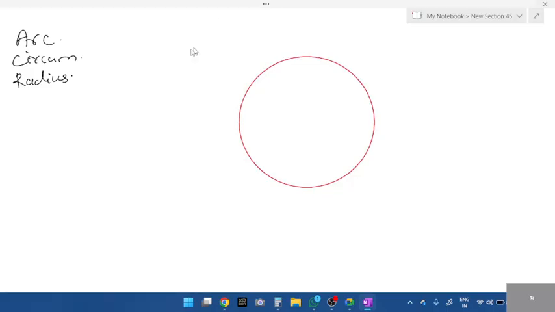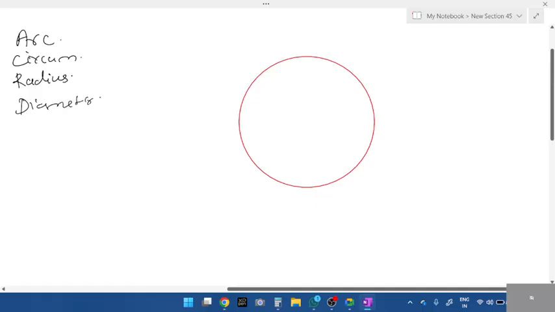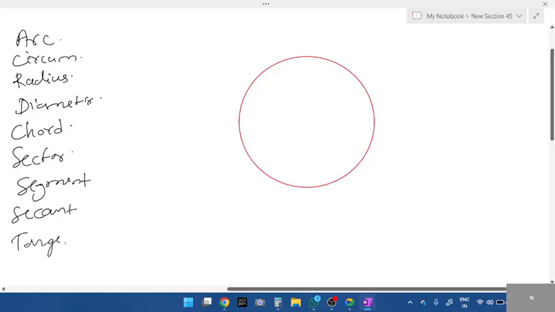After radius, we have diameter. Then diameter is the longest chord. If you draw a small chord, small line, we call it as chord. Sector, segment. What's the next thing? Secant and last one is tangent. So once again, this is a circumference.